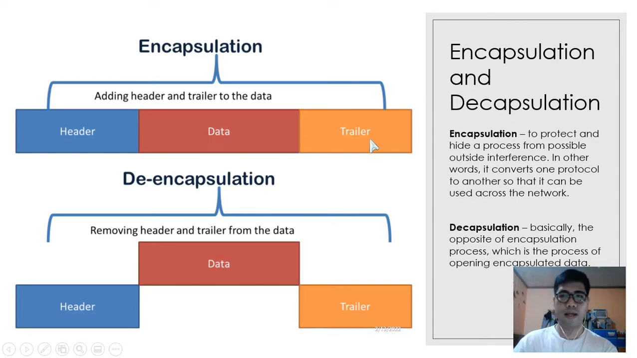Next, we have encapsulation and decapsulation. Encapsulation is a process that protects and hides a process from possible outside interference. In other words, it converts one protocol to another so that it can be used across the network. This is the representation of encapsulation, where we have the header, data, and trailer. So encapsulation adds a header and trailer to the data. Decapsulation is basically the opposite of the encapsulation process, which is the process of opening the encapsulated data. And what we can see over here is that de-encapsulation removes the header and trailer from the data.